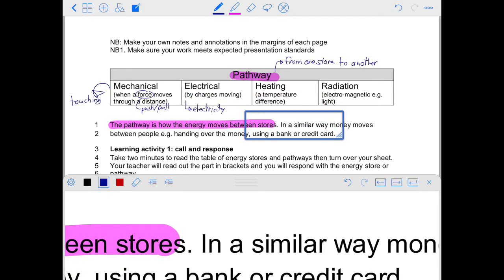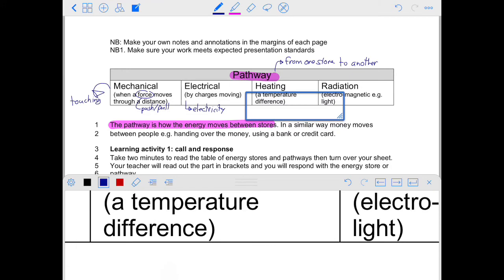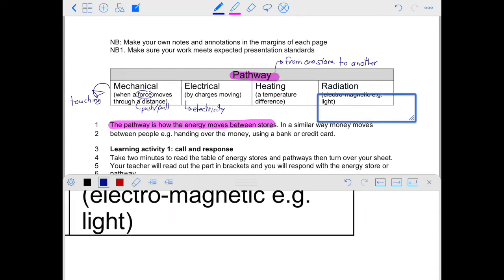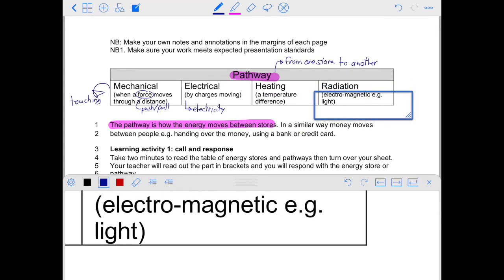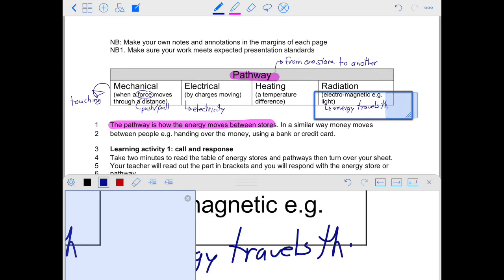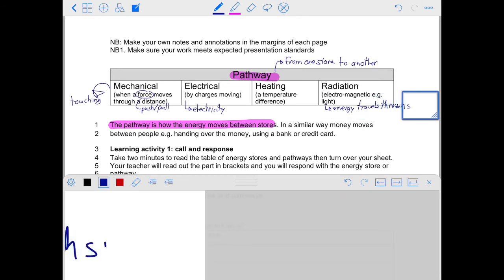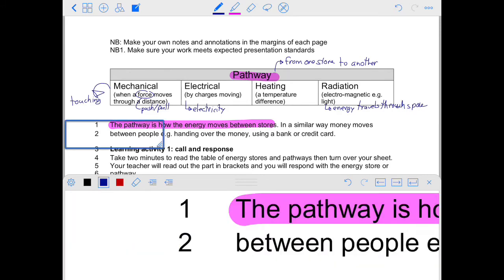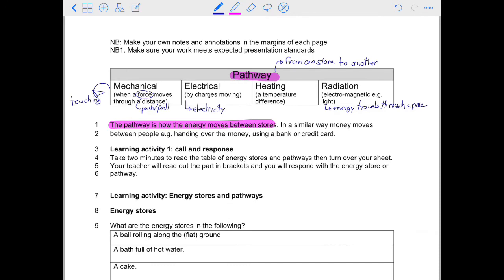Heating is by a temperature difference. So this is when heat moves from one to the next. So this is reasonably straightforward. Radiation is electromagnetic. So that is light, and this is how energy travels through space. So this is how we get our energy from the sun and everything else like that. So these are the 4 pathways. Again, memorize these. Take a minute, memorize these, and then try to make a list of them on your own.